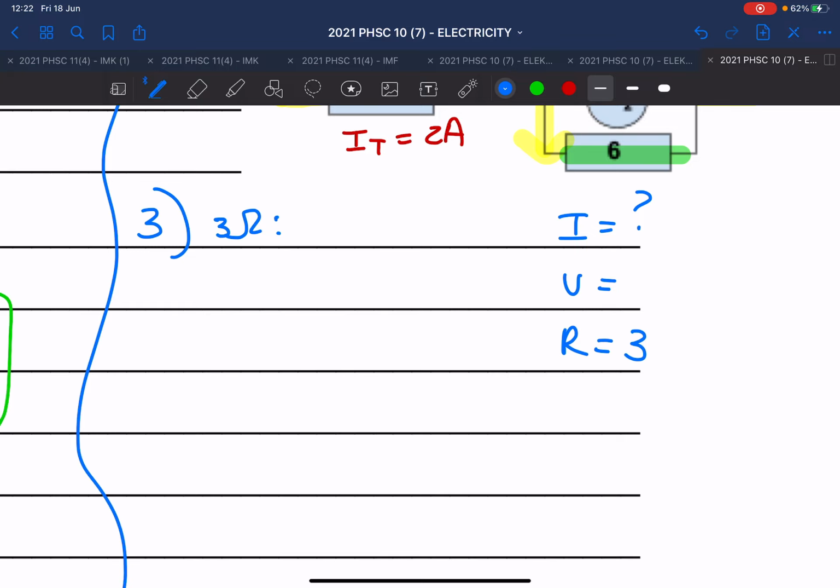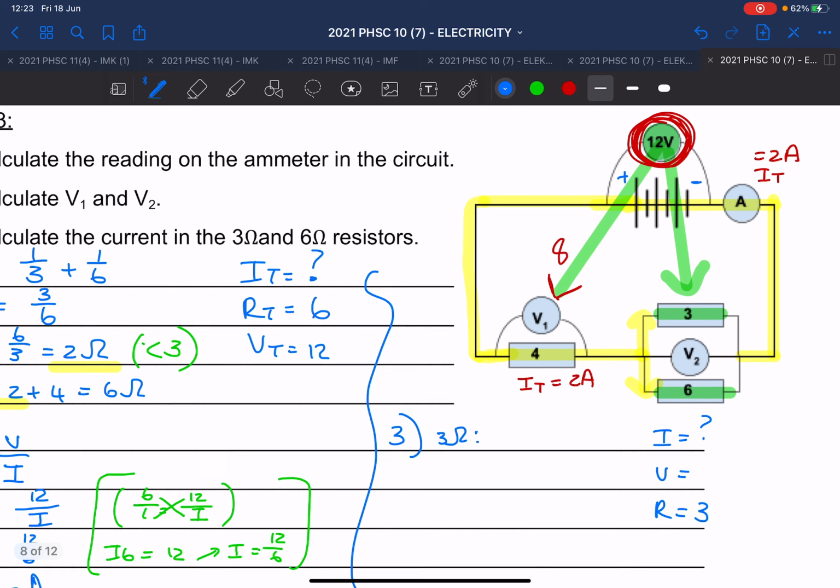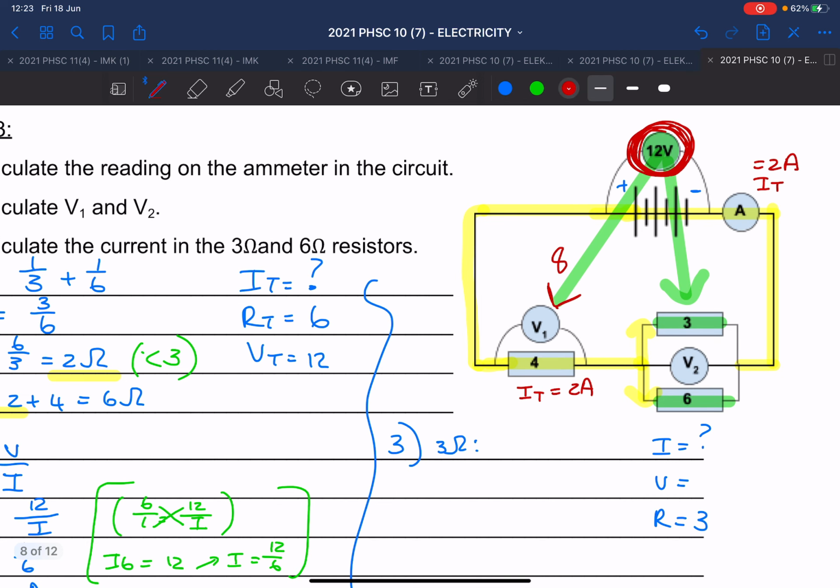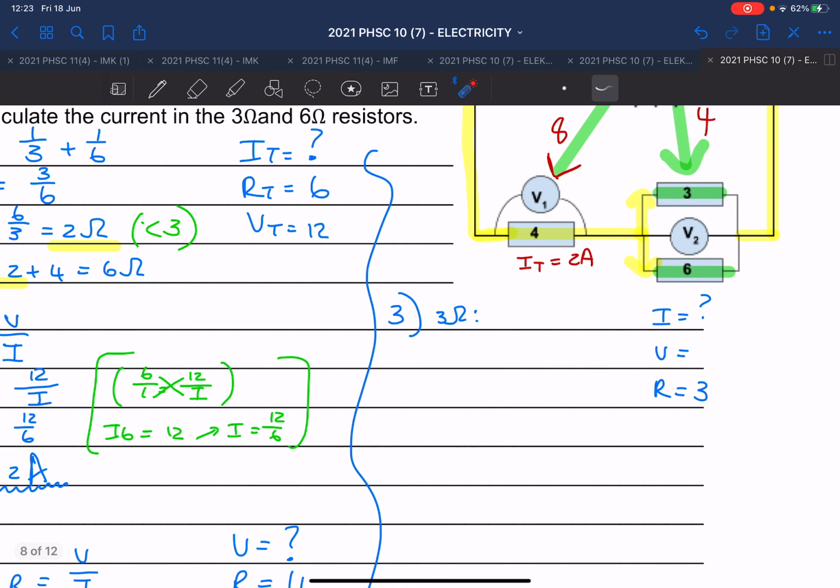And we just calculated that of the 12 volts, 4 goes to the parallel resistance. So here you have 4 and here you have 4, because the volts are the same in parallel. Okay, so the volts here is 4.